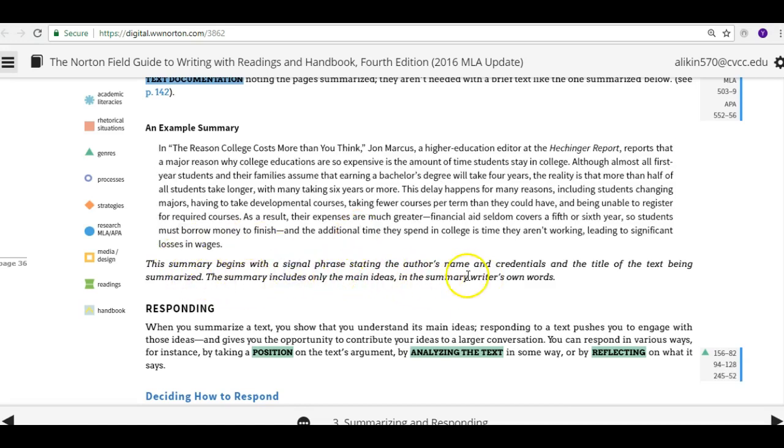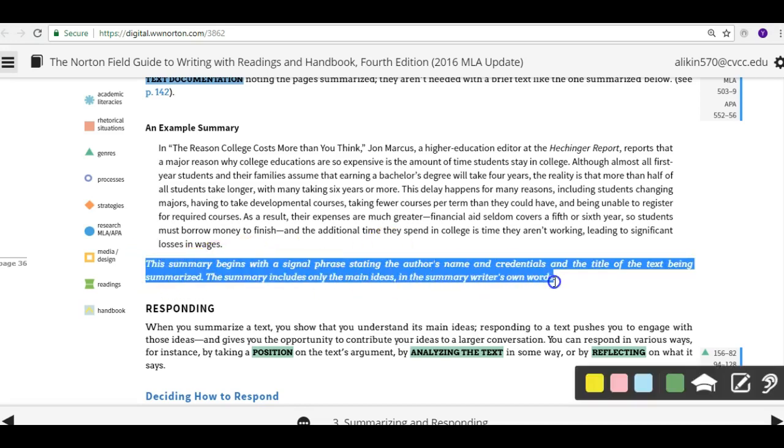And one of the things that textbooks do that I know I was guilty of not paying attention to when I was a student is these sort of ancillary little phrases. Like it explains what's going on. The summary begins with a signal phrase stating the author's name and credentials and the title of the text being summarized. The summary includes only the main ideas, in the summary writer's own words.